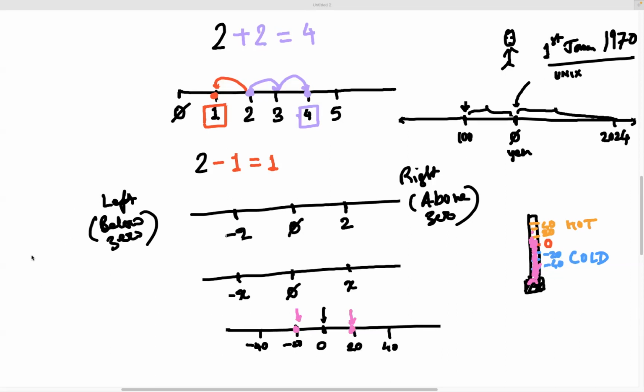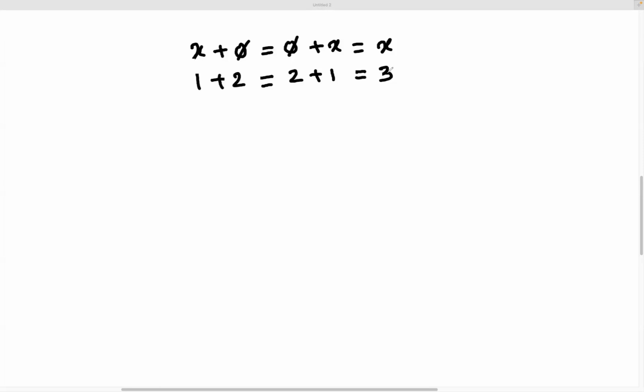Now, finally, let's look at some of the relations with integers, and one of them is x plus 0 is the same thing as 0 plus x, and that is x. So that's the same thing. It doesn't matter if you add 1 to 2, or if you do 2 plus 1, it's the same answer you are going to get, which is 3.